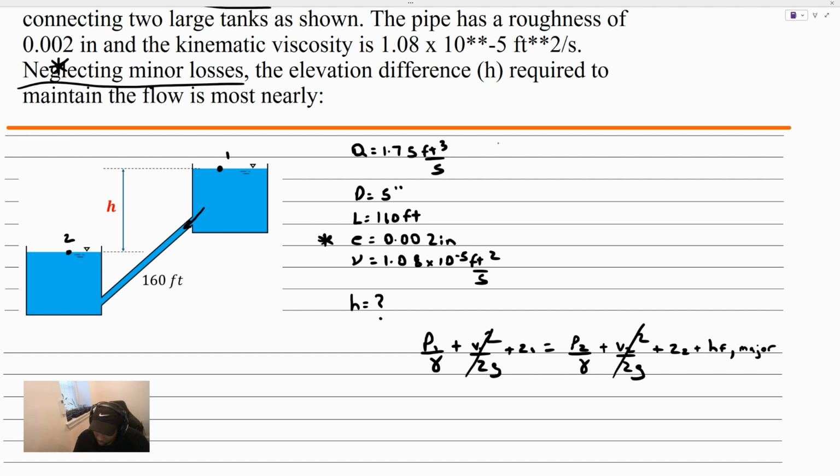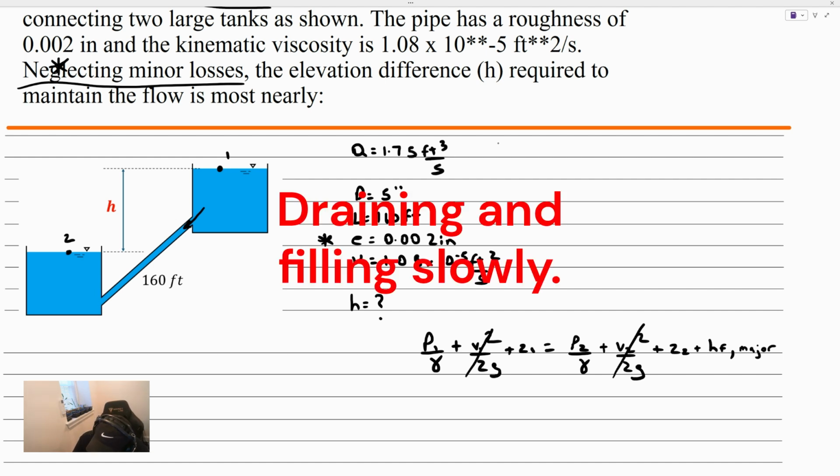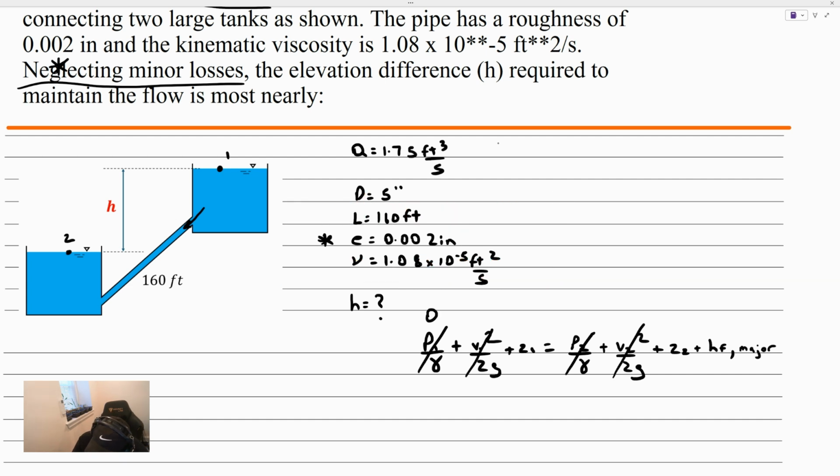They're draining very slowly. Their pressures are also atmospheric or zero gauge. So all of these terms are going to be zero. Those 2 points on the surface are exposed to the free air, right? So they have atmospheric pressure. Atmospheric pressure is the same thing as zero gauge pressure.